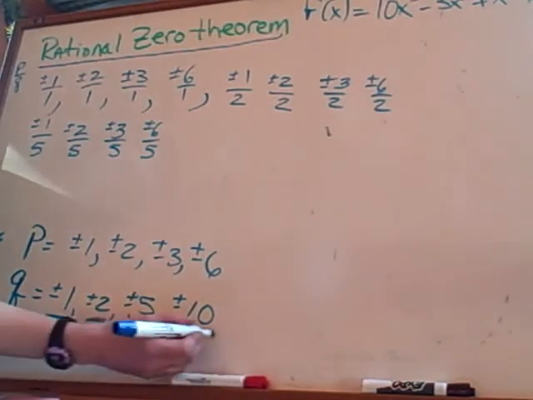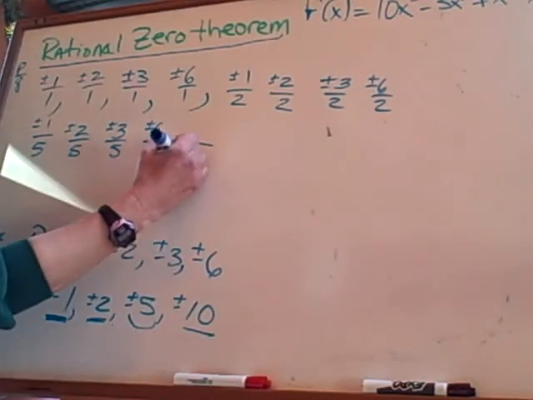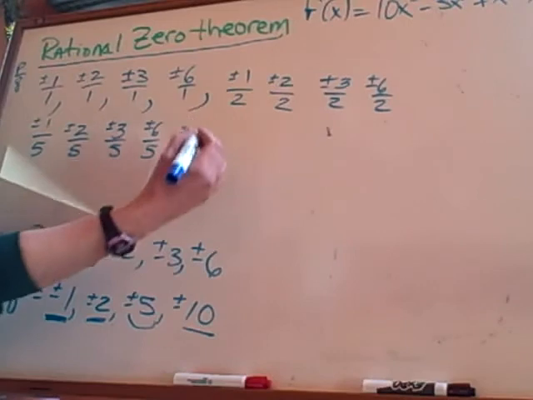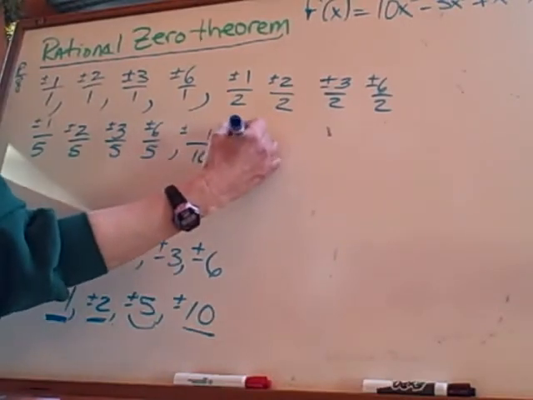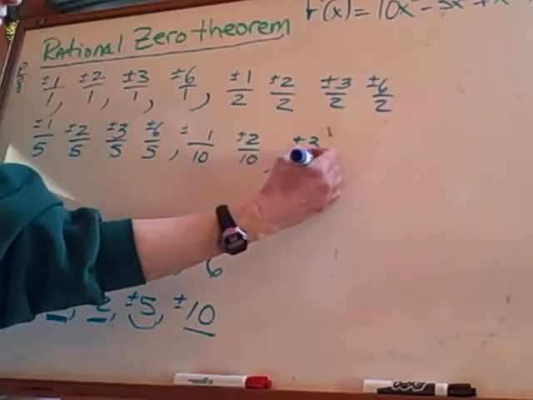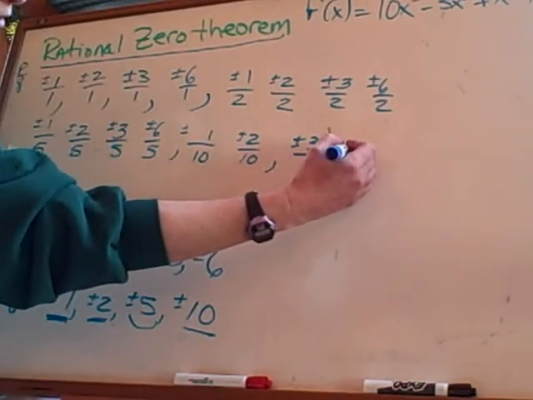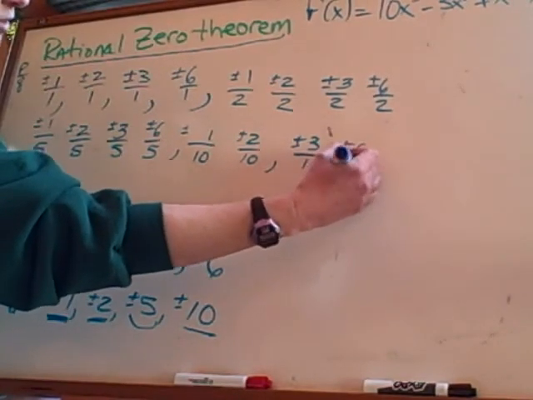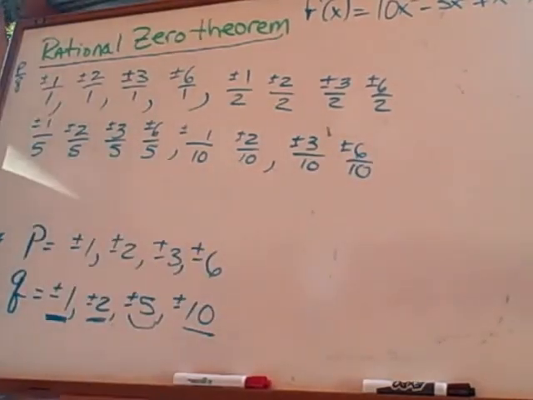And the last one, 10 could be my possible denominator. So plus or minus 1 over 10, plus or minus 2 over 10, plus or minus 3 over 10, or plus or minus 6 over 10. Does that look right?